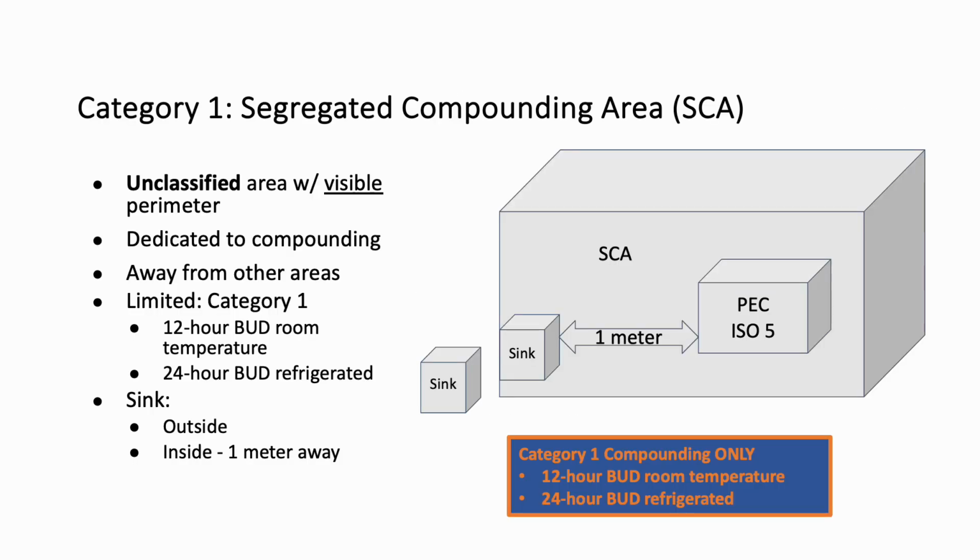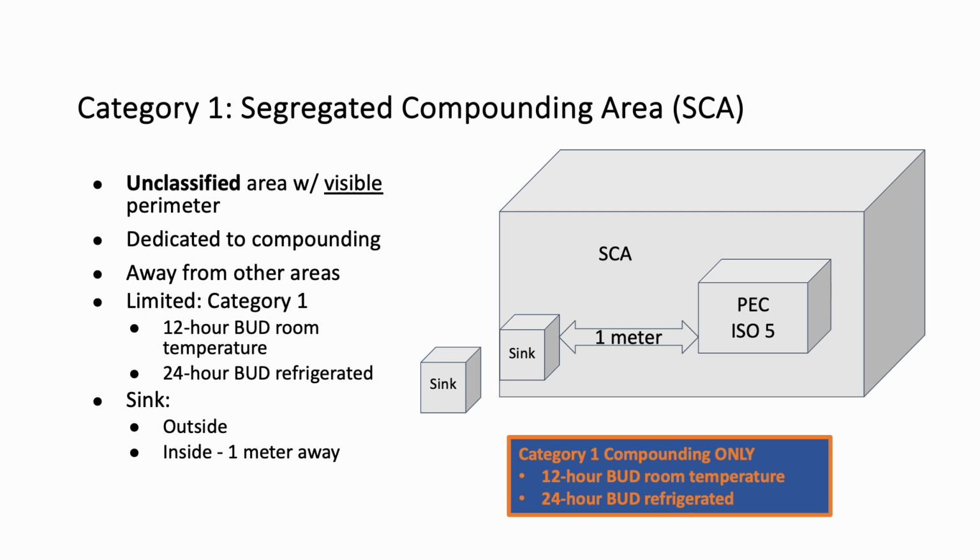Category 1 compounding is done in a segregated compounding area, or an SCA. This is a situation where you have an unclassified area or space. It can be a room or it can be just a visible perimeter within another room. It has to be a defined area, a visible perimeter, and dedicated only to compounding. This again is a situation where you have an ISO 5 PEC, or a hood, where you do the compounding inside this perimeter. This perimeter must be away from all other areas and also is limited to Category 1 beyond use dating, which is 12 hours at room temperature or 24 hours under refrigeration.